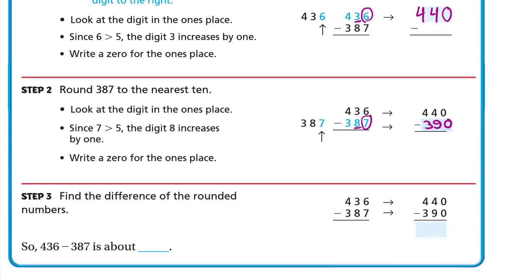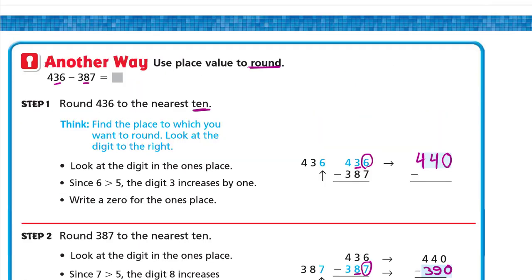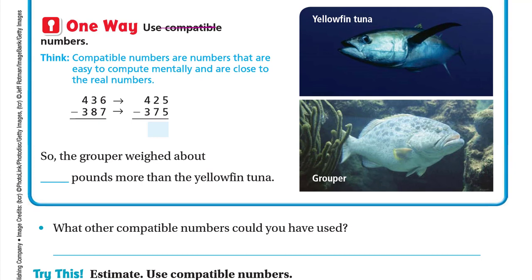Now, if we subtract 440 minus 390, 0 minus 0 is 0. 4 minus 9 can't be done, so I'll borrow 1 from this 4. This 4 will be 3, and this 4 will be 14. Now 14 minus 9 is 5. And 3 minus 3 is 0. So our estimate is 50. So 436 minus 387 is about 50. If we go back to the question, we can say that the grouper weighed about 50 pounds more than the yellowfin tuna.